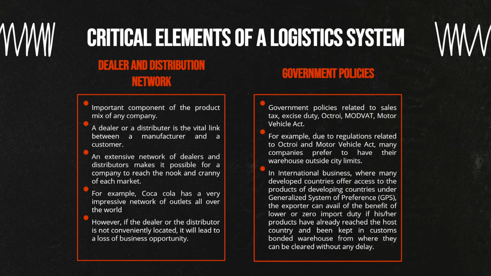And lastly, government policies, basically related to sales tax, excise duty, octroi, MOVAT, and Motor Vehicle Act. For example, due to regulation related to octroi and Motor Vehicle Act, many companies prefer to have their warehouse outside city limits. In international business, where many developed countries offer access to the product of developing countries under the Generalized System of Preference (GSP), the exporter can avail of the benefit of lower or zero import duty if his or her product has already reached the host country and been kept in a custom-bonded warehouse from where it can be cleared without any delay.